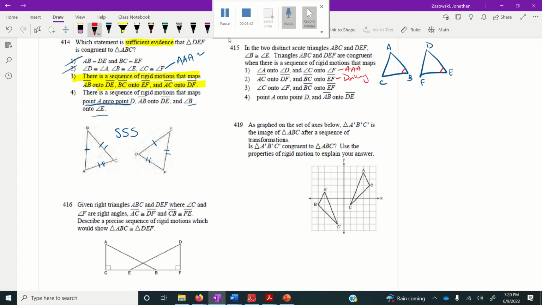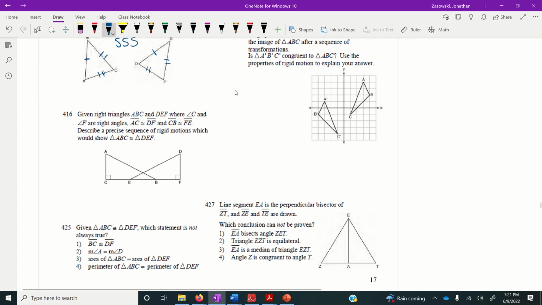The other one we have is we map angle C onto angle F, so we'll put two arcs there. And then BC onto EF. This would be enough because of angle, side, angle. And so that is the pick that we are going to make here. Once again, the other option mentions points instead of angles, so keep that in mind. That would be the reason why we're not choosing number 415.